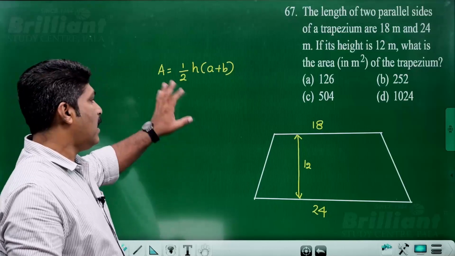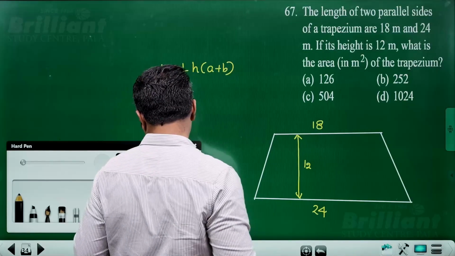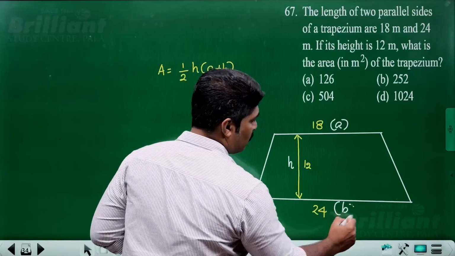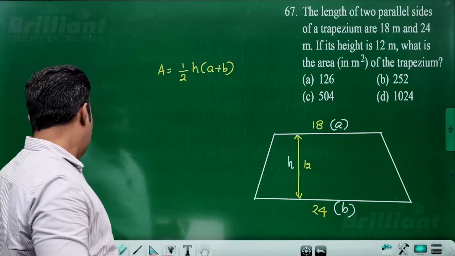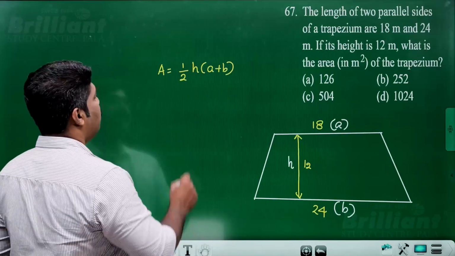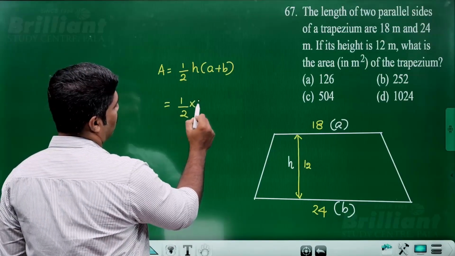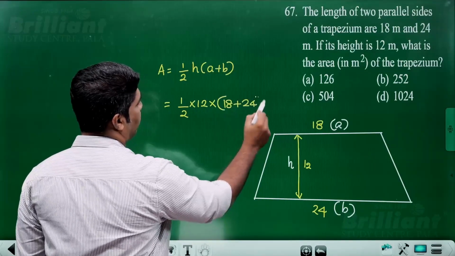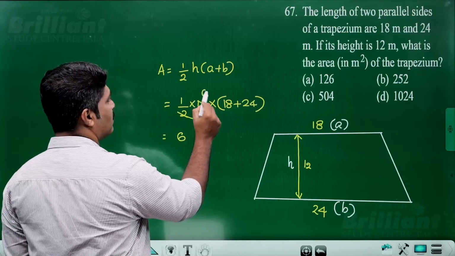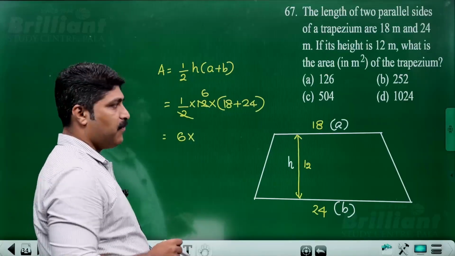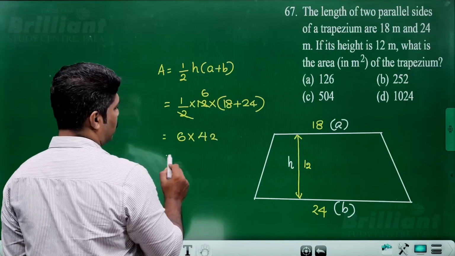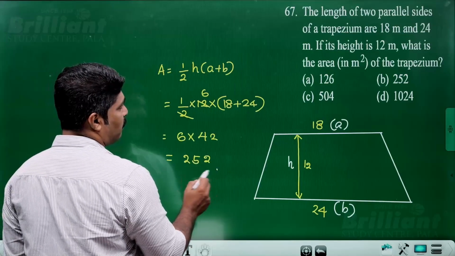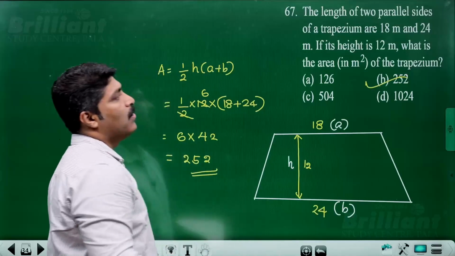Here, this is the result, half of h into a plus b. Suppose this is h, this is a, this is b. Applying that result, we can directly find it. Therefore, this is half of 12 into the sum of these values, that is 18 plus 24. Here this is 6, we can cancel. 6 into the sum, which is equal to 42. So 6 into 42 is 252. The answer is 252 meter square.